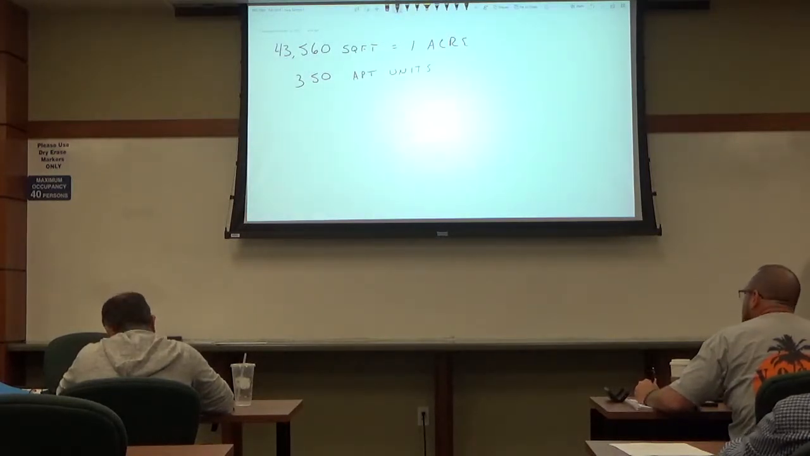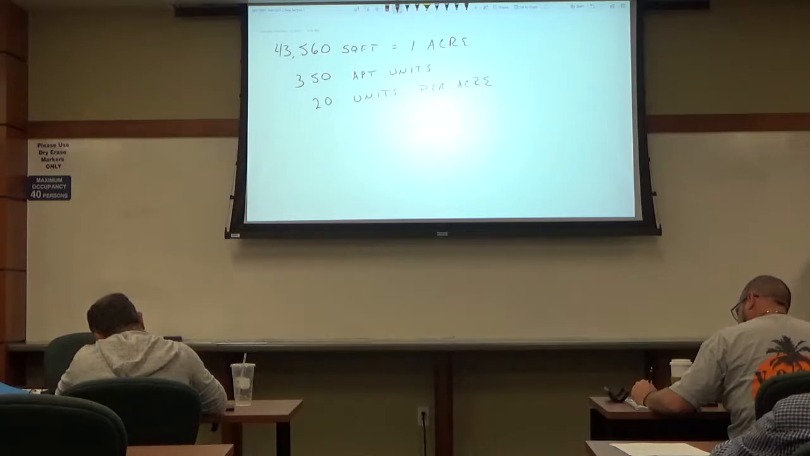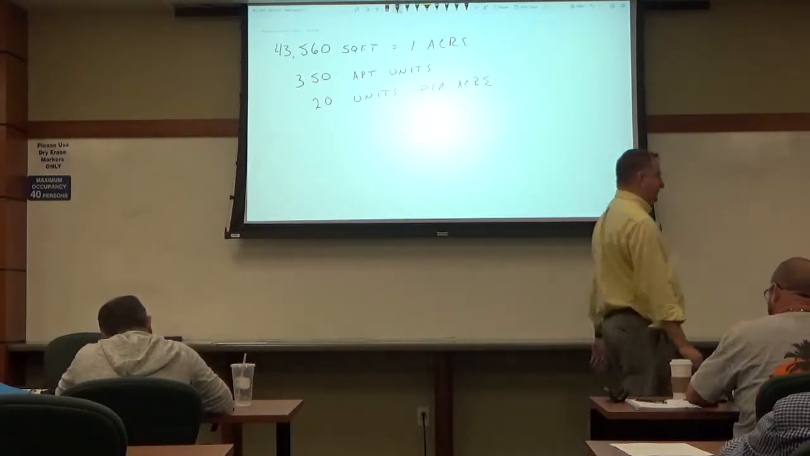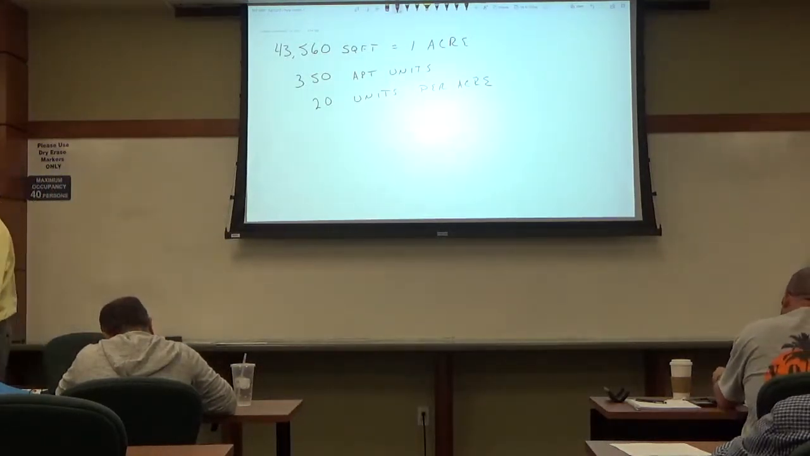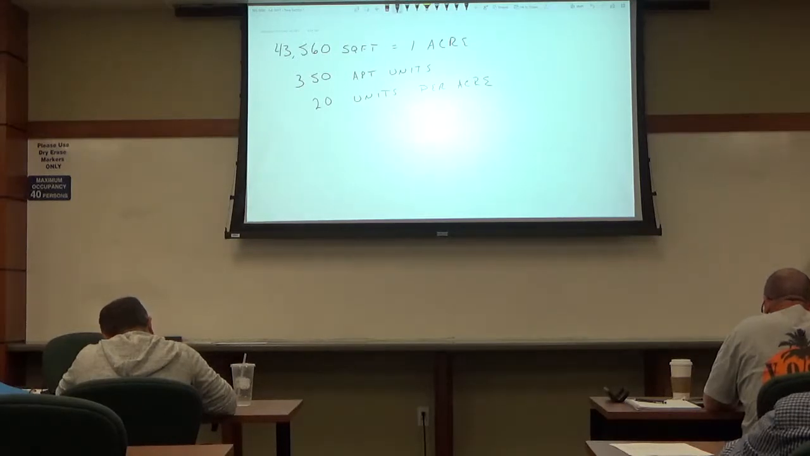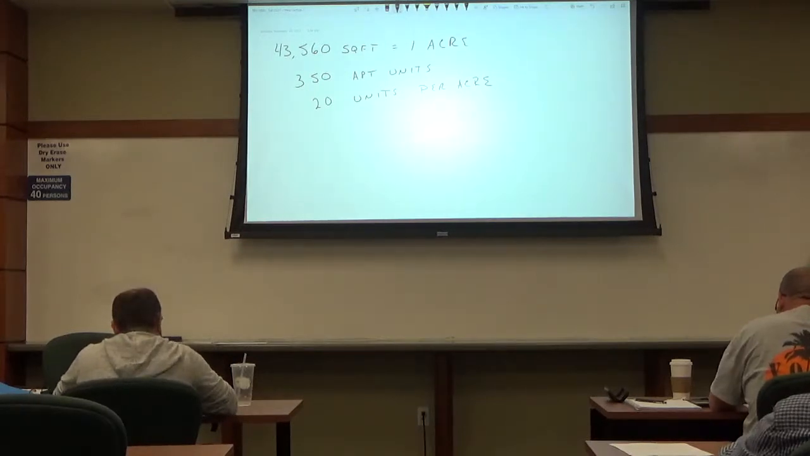All right? And the density requirement for the city is 20 units per acre. Okay? So, simple question. How many acres of land do you need? More than one. 17.5. Okay. 17.5. In this case, 350 apartment units, and we can do 20 of those per acre. So you have 17.5 acres of land.